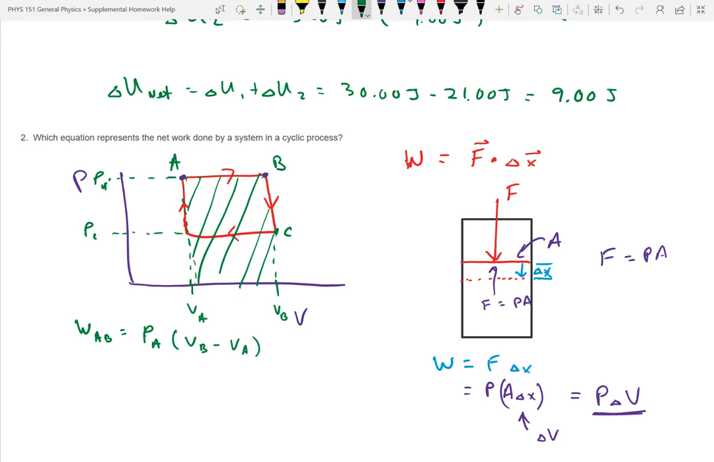Since it was going to the right, it's a positive work because it was expanding. If it expands, then the system is doing work on the environment. If it contracts, then the environment's doing work on it.